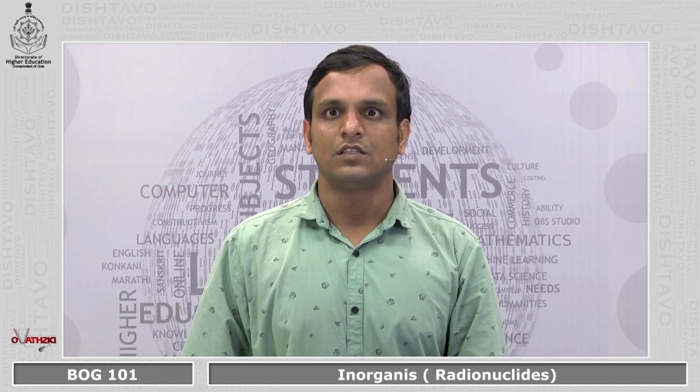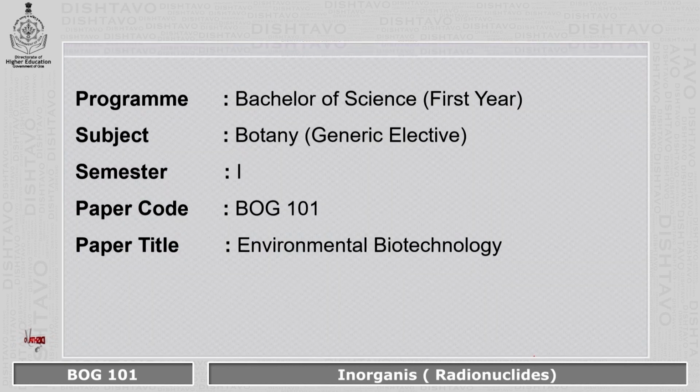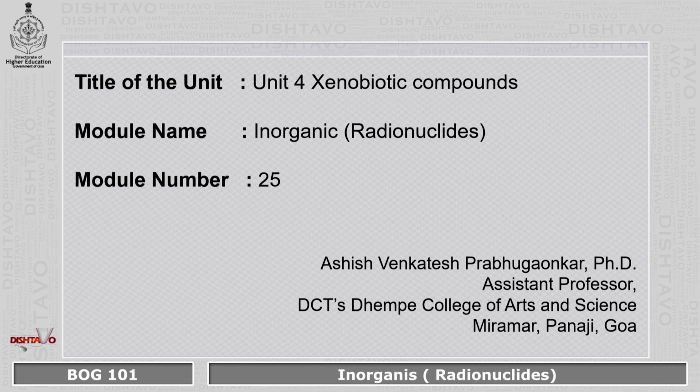Students, my name is Ashish Prabhugaonkar, Assistant Professor at DCT's Dempe College of Arts and Science. This module is for Bachelor of Science, Semester 1, Botany, Generic Elective students. Paper code is BOG 101, Environmental Biotechnology. Title of the unit is Xenobiotic Compound, Unit 4.